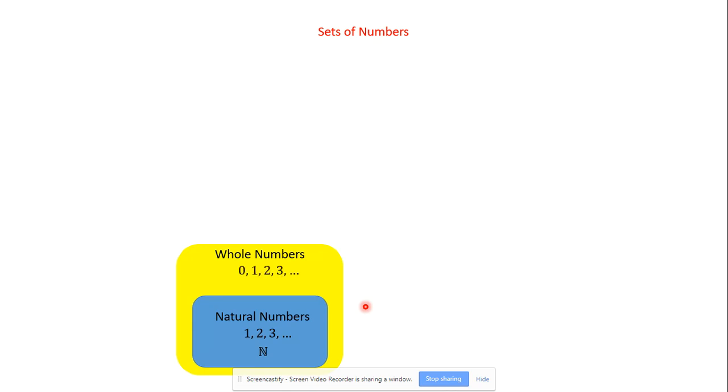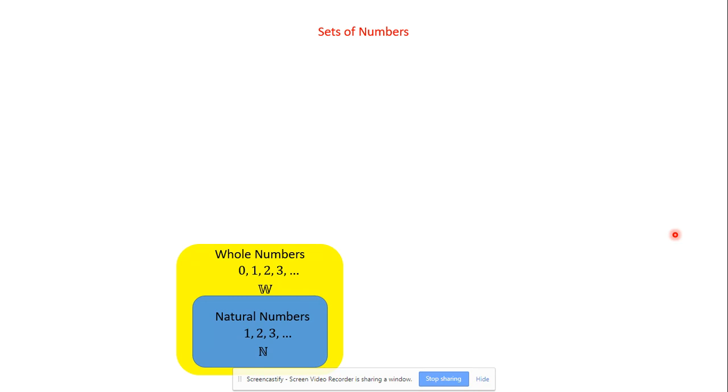So the whole numbers are just the natural numbers plus 0. Notice the natural numbers are a subset of the whole numbers. And the whole numbers have a symbol too. Natural numbers has N, so whole numbers obviously has the W of that same font.